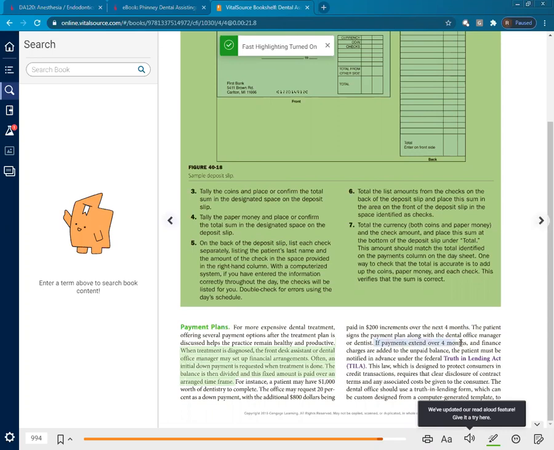But if the payments extend over 4 months, finance charges can be added to the unpaid balance. The patient must be notified in advance under the Truth in Lending Act. Usually they don't do this. This law is designed to protect consumers in credit transactions and requires clear disclosure of contract terms and any associated costs be given to the consumer. Usually if you make a payment arrangement, they're not going to charge you interest. If they do, that's always talked about up front.